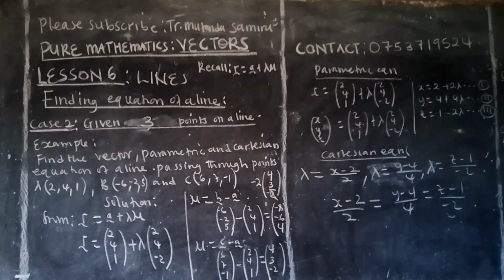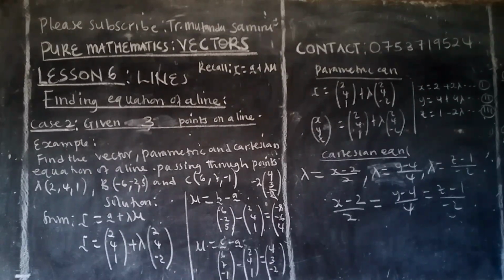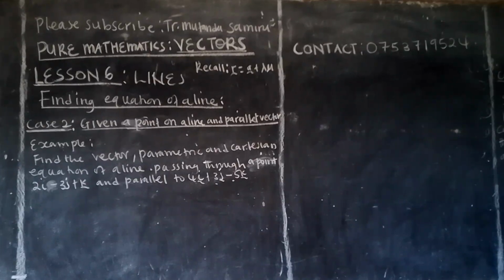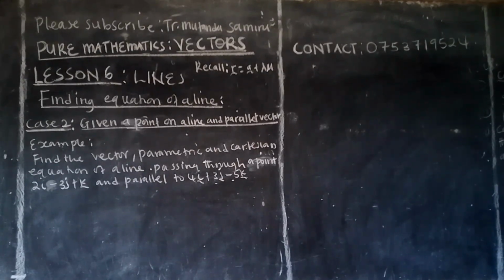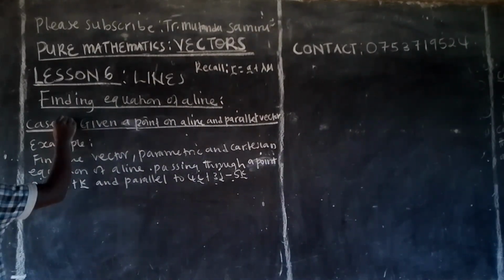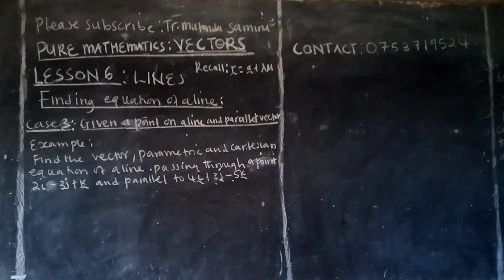All right, good. Let us move on. We now have another example. It is case 3, the last case as far as the equation of a line is concerned: given a point on a line and a parallel vector. Find the vector, parametric, and Cartesian equation of a line passing through the point 2i minus 3j plus k, and parallel to 4i plus 3j minus 5k.